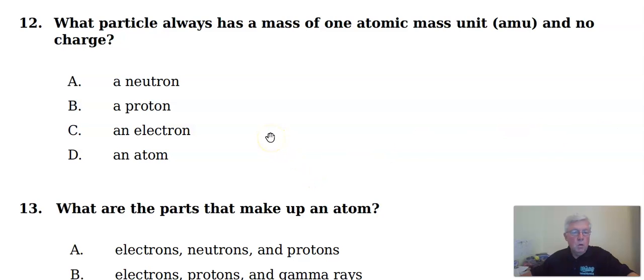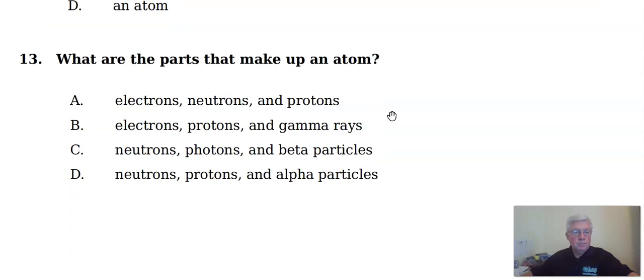Number 12. What particle always has a mass of 1 atomic mass unit and no charge? Okay, so it's pretty heavy because it's got a mass of 1 unit, okay? But, there's always a but, there's no charge. So it can't be a proton. It's too big for an electron. Let's go look. Oh, I bet it's a neutron. No charge. That's my key. No charge. It's got to be a neutron. Protons have a charge. Electrons have a charge. Neutrons, no charge.